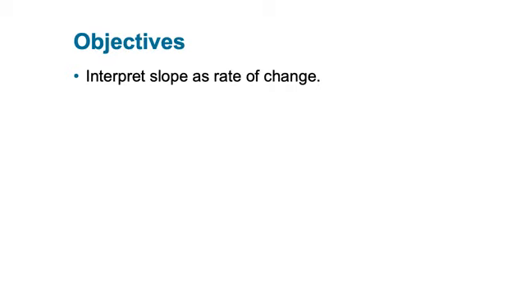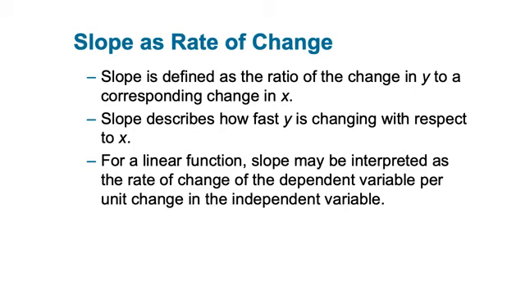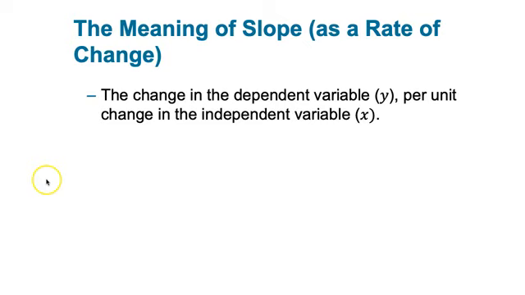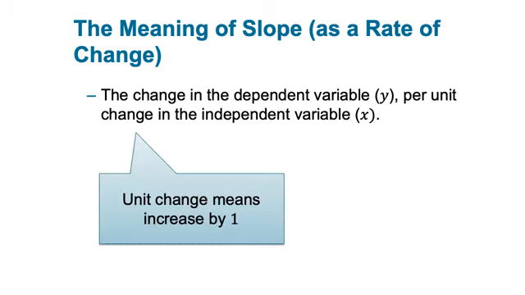The objective of this video is to be able to interpret slope as a rate of change. Slope tells us how fast the dependent variable y is changing with respect to the independent variable x. The meaning of slope can be thought of as the change in the dependent variable per unit change in the independent variable. Unit change means increases by 1.